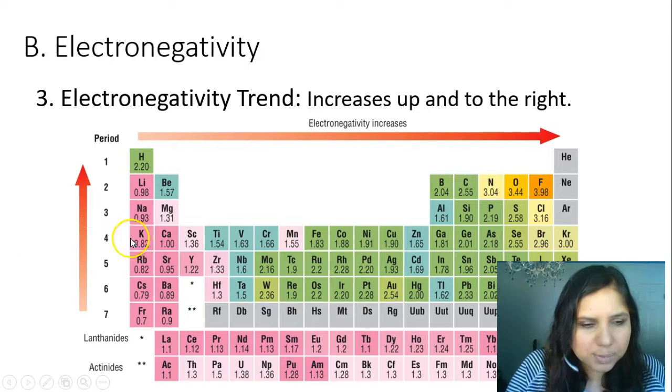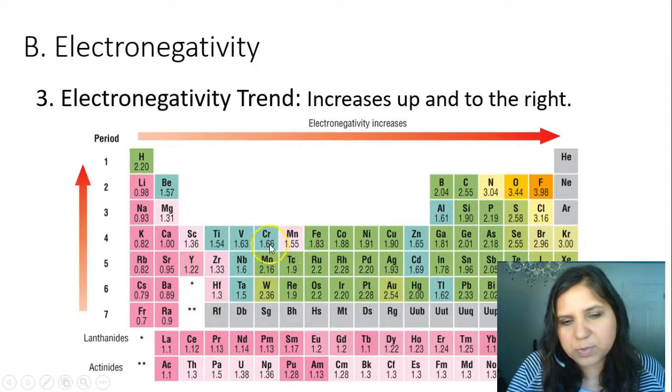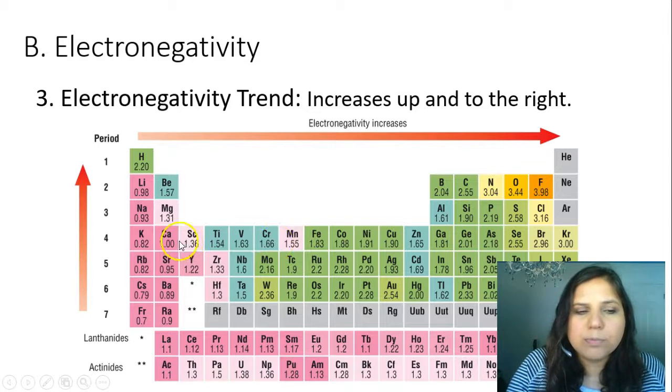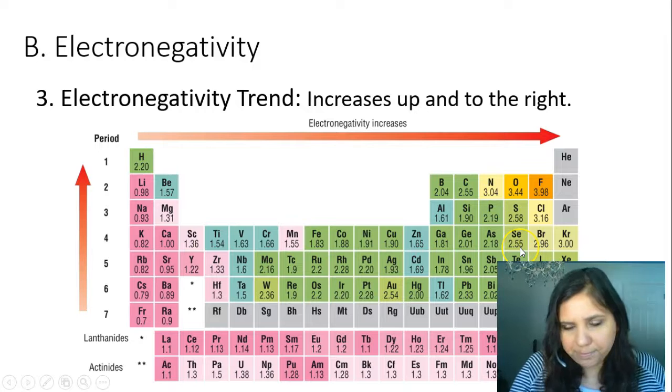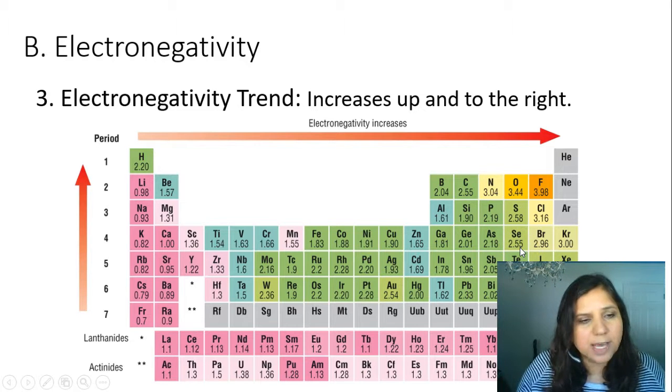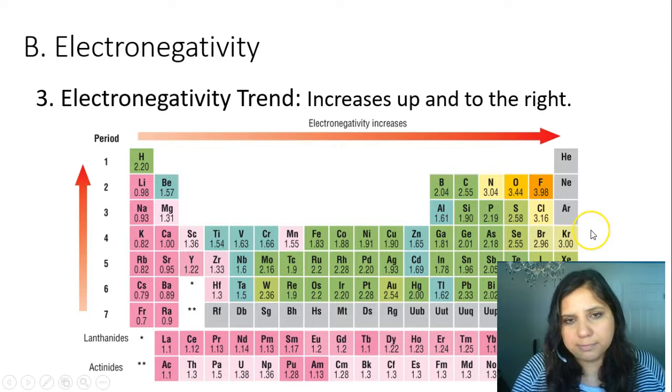Let's just go across period 4. As we go across period 4, what you see is these numbers are increasing. For the most part, there are some dips, but mainly the electronegativity is increasing from left to right. The reason for that is because the nucleus is becoming stronger as more protons are being added.